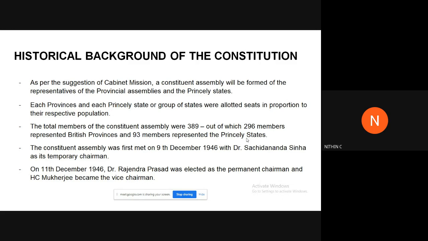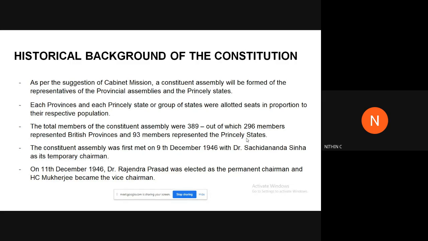The Constituent Assembly first met on 9th December 1946 with Dr. Sachchidananda Sinha as its temporary chairman. On 11th December 1946, Dr. Rajendra Prasad was elected as the permanent chairman and H.C. Mukherjee became the vice chairman.